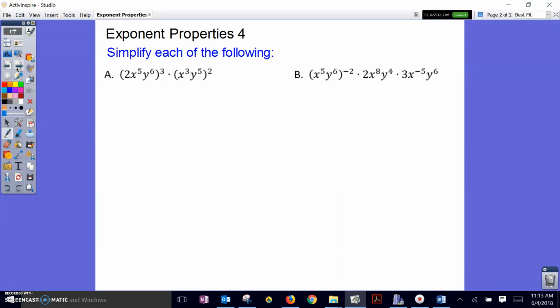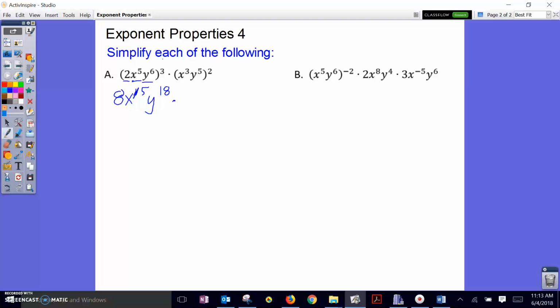Since I have these expressions raised to powers, I'm going to have to go ahead and raise those expressions to the powers to begin with. So I'll do that. I'm going to raise each factor of what's inside the parentheses here to the 3rd power. So 2 to the 3rd. X to the 5th to the 3rd means I'm going to multiply those exponents. And y to the 6th to the 3rd, I'm going to multiply those exponents.